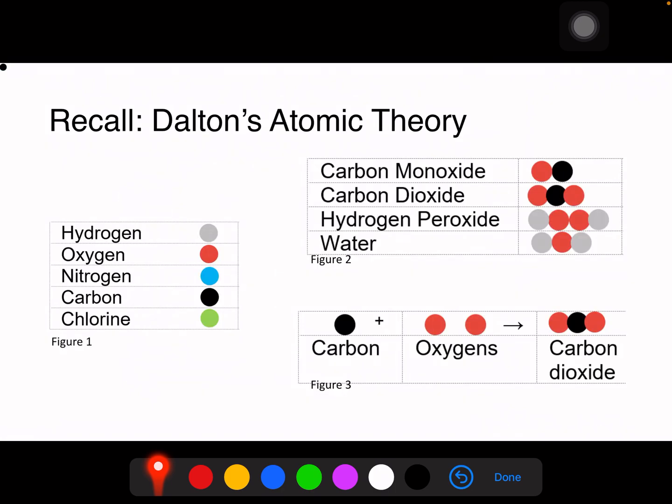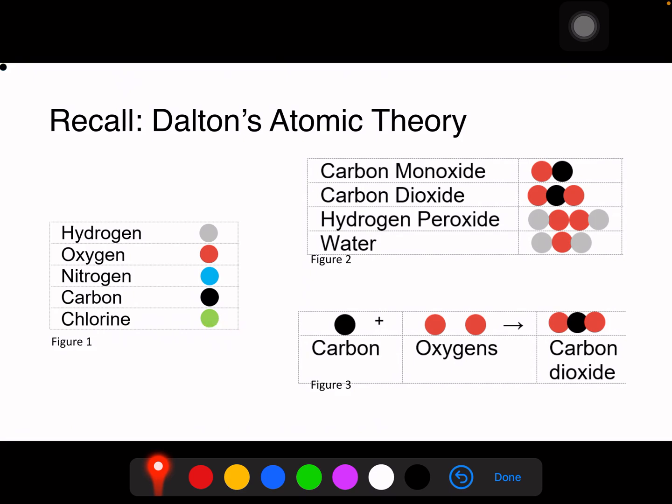Okay, so let's recall the Dalton's atomic theory. So for example, we have here the gray sphere represented as hydrogen, oxygen represented as a red sphere, nitrogen represented as a blue sphere, carbon represented as a black sphere, and chlorine represented as a green sphere.